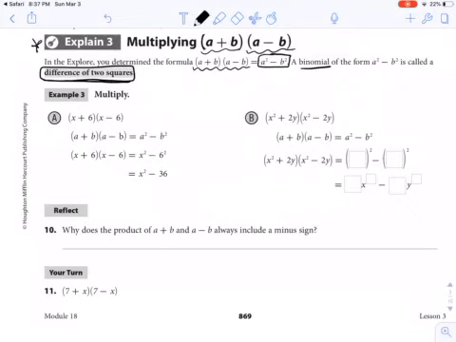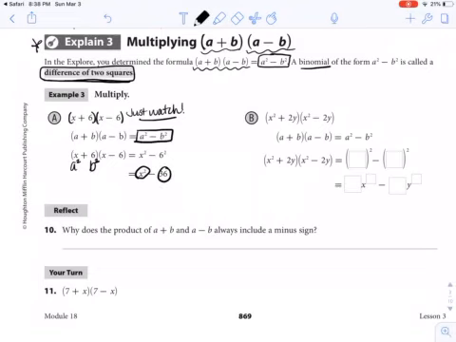Okay, and so for part A, please just watch. We have x plus 6 times x minus 6. And so we know that we're going to get a squared minus b squared. Okay, and so we have a squared and b squared. And so if we square x, we're going to get x squared. And if we square 6, we're going to get 36.